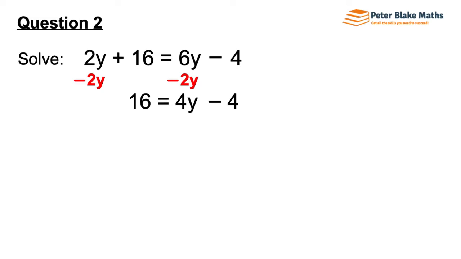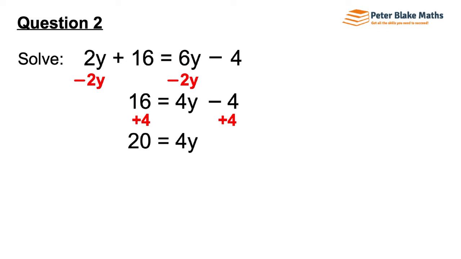Now we'll just solve normally. We want to get numbers away from the letter side there. We'll act to undo plus or minus numbers before we act to undo any multiply or divide numbers. So let's move on the minus 4. To move a minus 4 we do the opposite, which is plus 4 both sides. On the left hand side that becomes 20. On the right hand side, the minus 4 and the plus 4 will cancel out, leaving us with just the 4y.